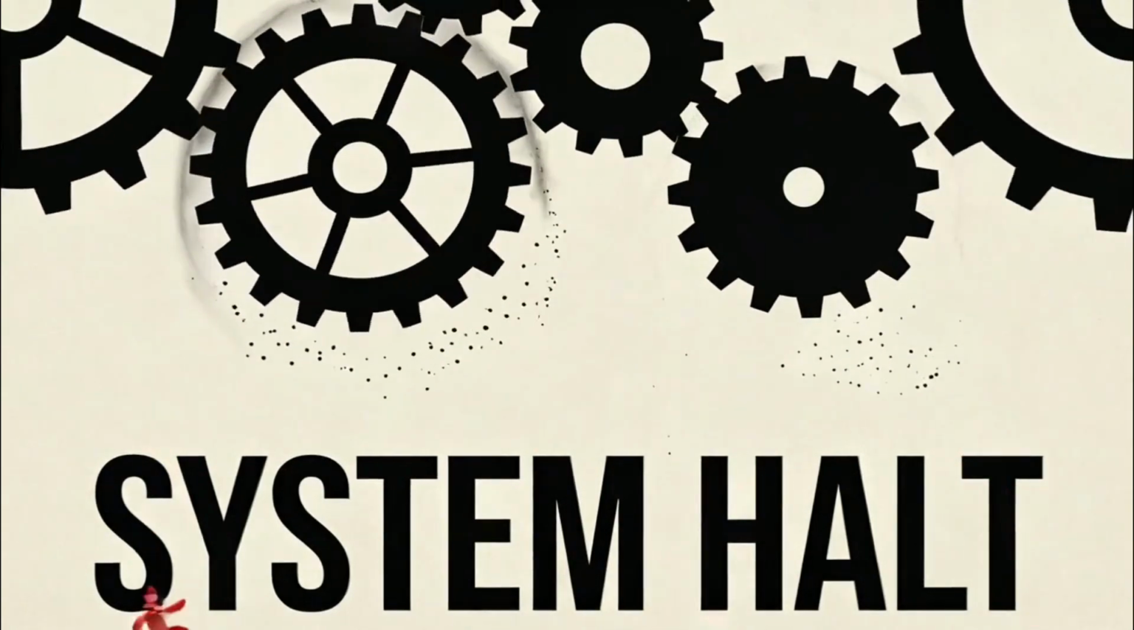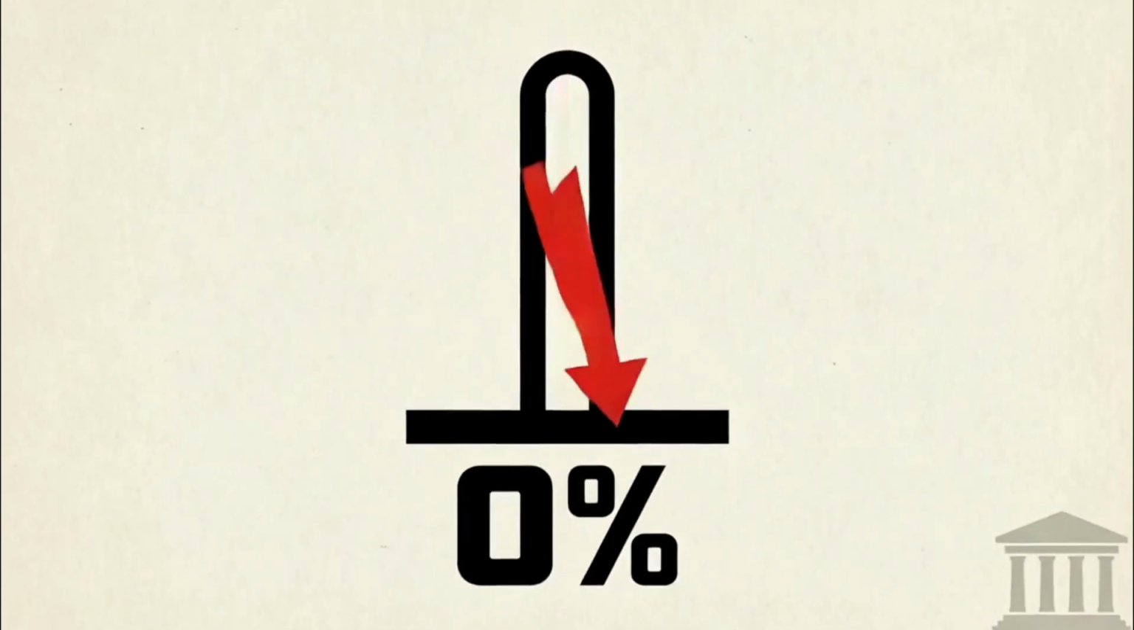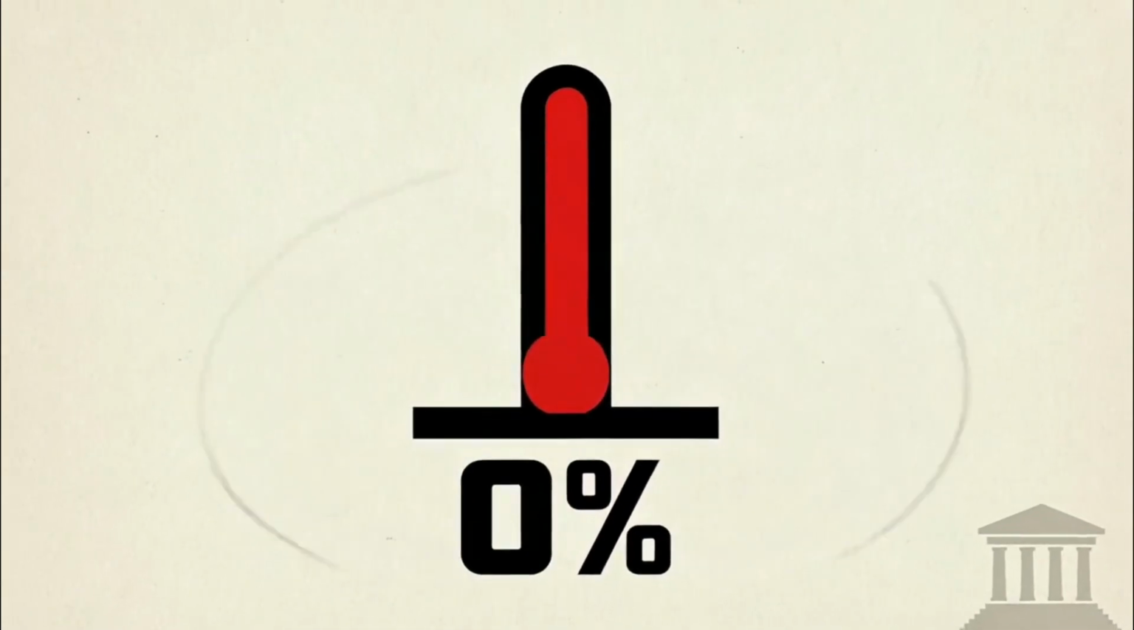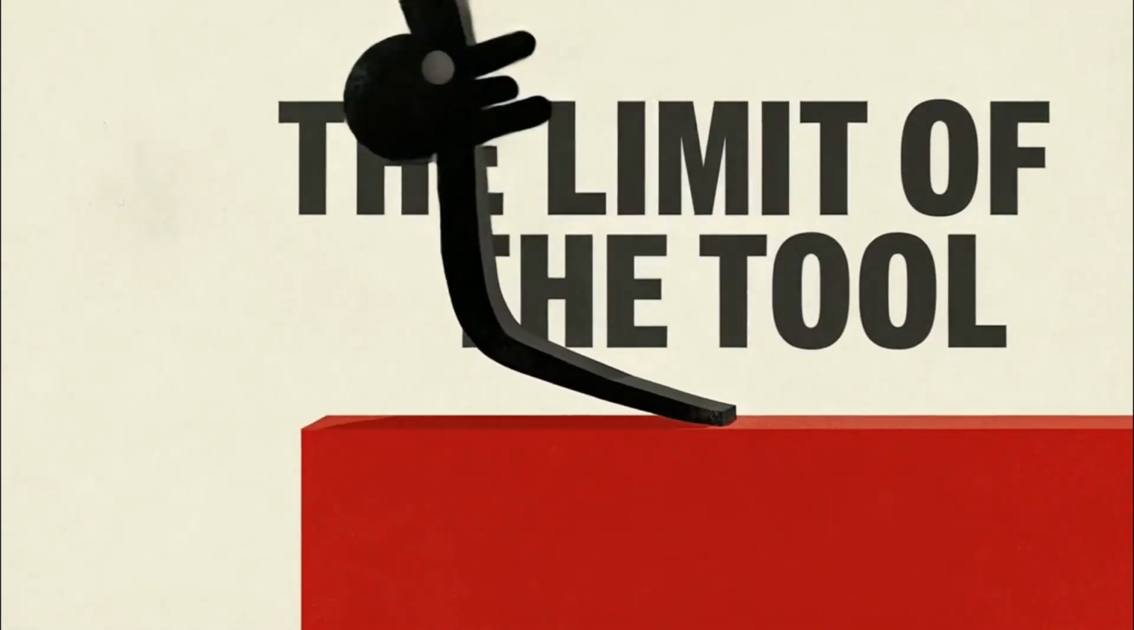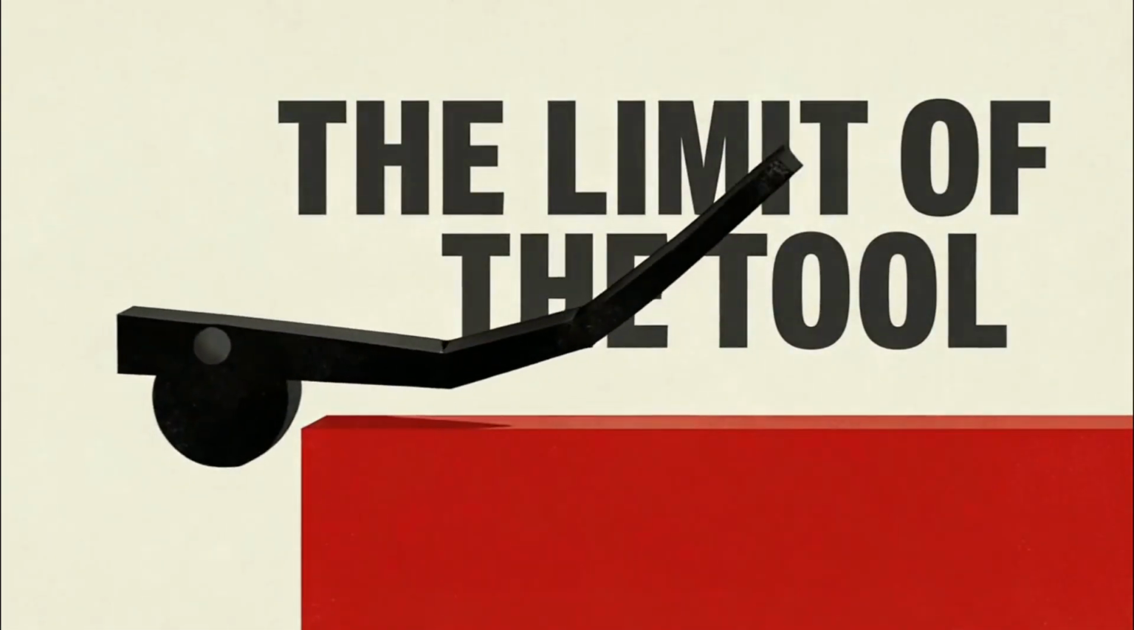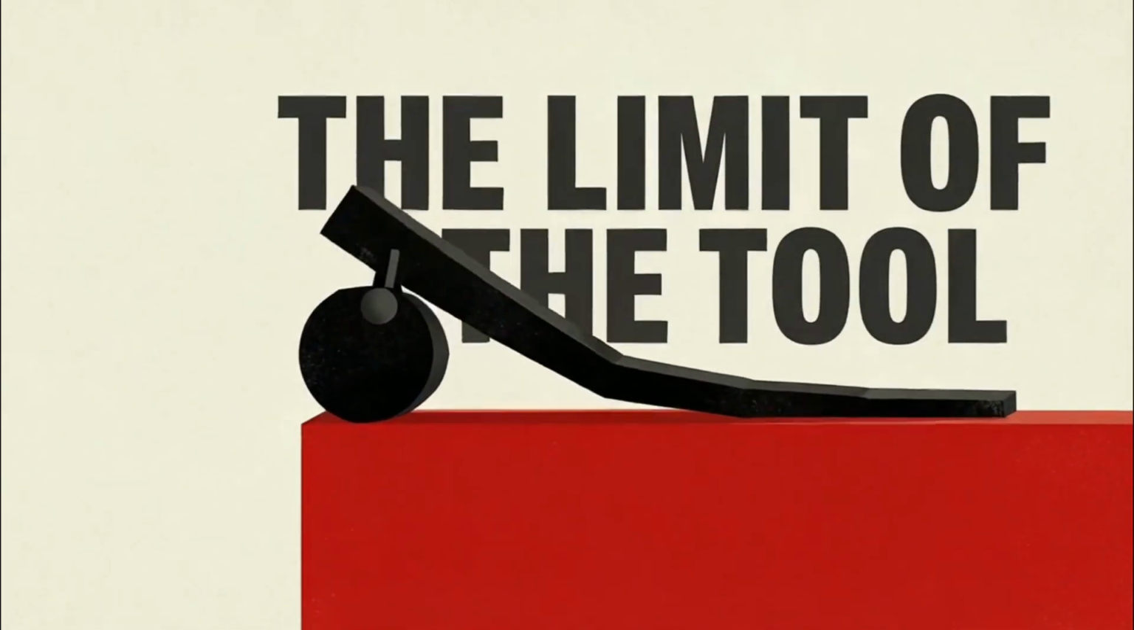Second, interest rates are already zero. Normally, central banks help the economy by lowering interest rates. But if rates are already at zero, they cannot go lower, so the normal tool no longer works.